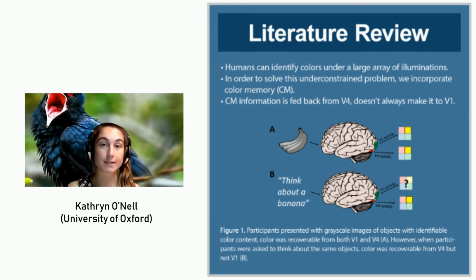Humans are able to recognize the colors of objects under vastly different illuminations. As part of this process, we use our existing knowledge of what color an object should be to inform our percept. Previous studies have shown that when people view grayscale images of objects with canonical color content, like yellow bananas and red Coke cans, the color of the object can be decoded from both V4 and V1. However, when people are asked to imagine the same object, the color can only be decoded from V4 activation.